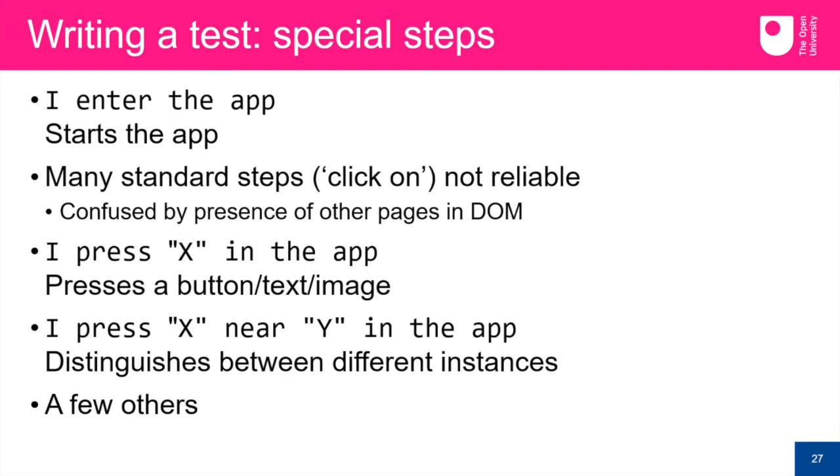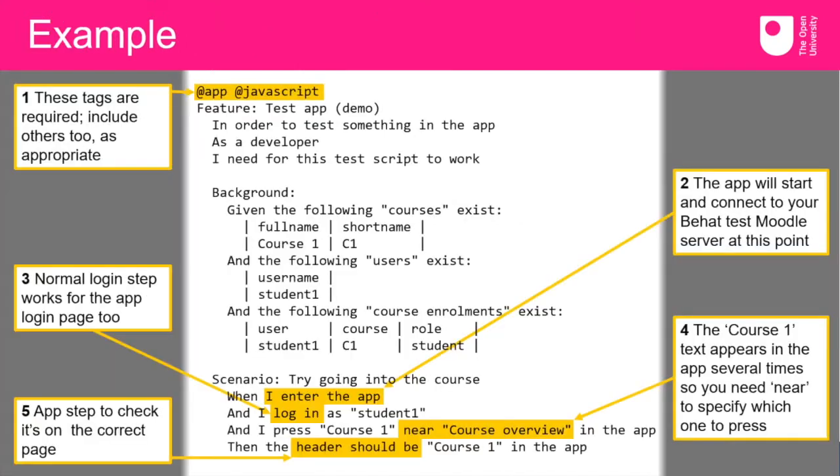So I press a word in the app. That will press on a button, text or image that has that word in. It's quite clever. It will do exact matches in preference to partial matches and things. But if there's multiple instances of the same thing, you might need to use I press X near Y in the app, and then it will look around in the DOM tree and find the Y text, which is hopefully unique, and then it will find the nearest X to that one and press that. And there are some other steps like that.